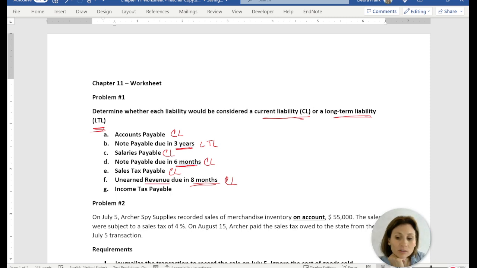And then income tax payable, that would be taxes owed during our current operating cycle. So that would be current liability as well. So that is it for this video, 4 minutes. Pretty short video of reviewing current and long-term.